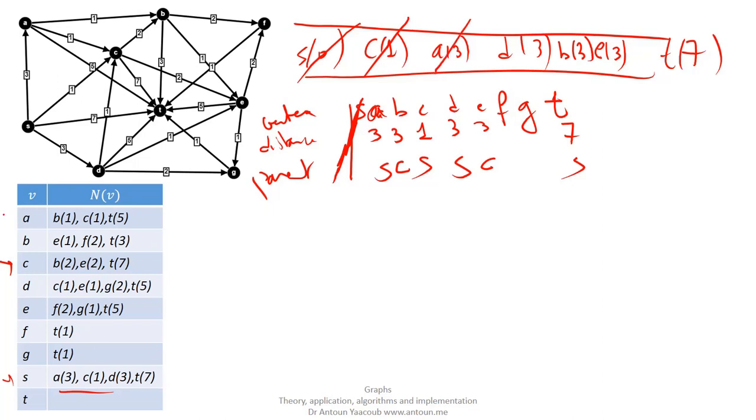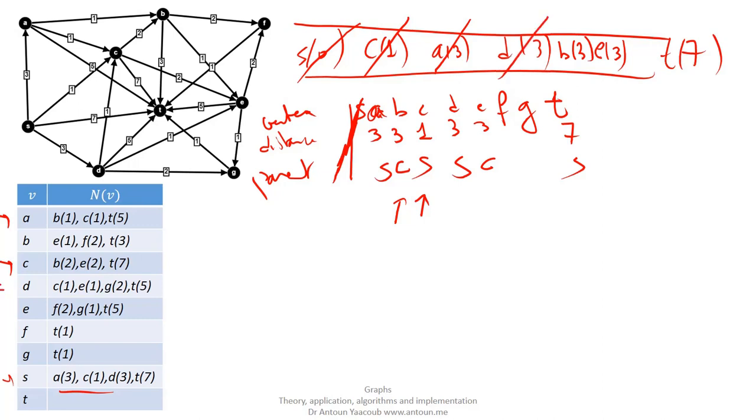Let's move to A. I have B: 3 plus 1 is equal to 4. 4 is not good, so I will skip it. A to C: 3 plus 1 is 4, and C is equal to 1, so again I will skip it. 3 plus 5 is 8, so again I will skip it. So there's nothing I can do with A.